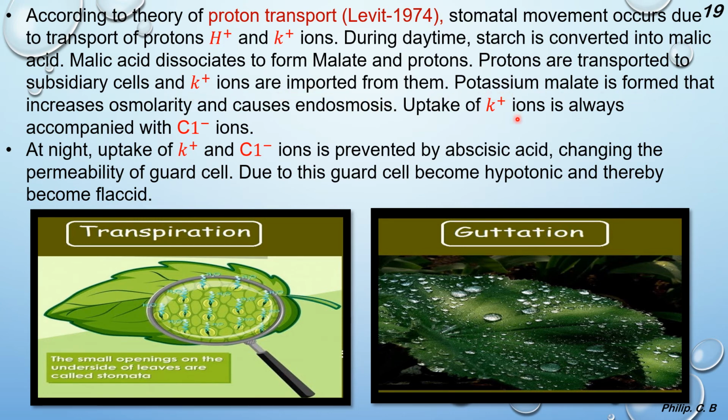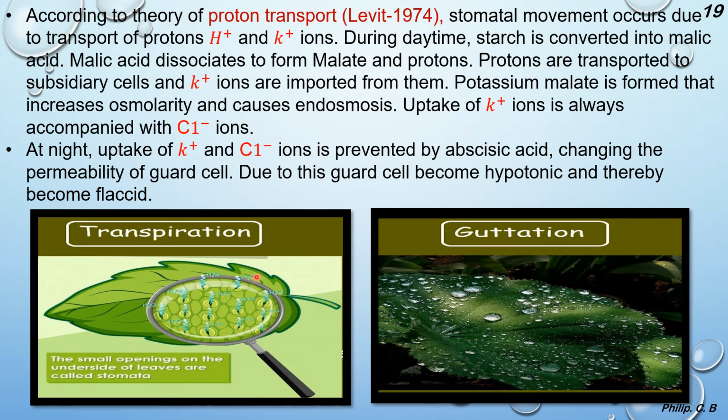Potassium malate is formed that increases osmolarity and causes endosmosis, that is opening of the stomata and transpiration taking place in the daytime. Uptake of K plus ions is always accompanied by Cl minus ions, that is chlorine ions. At night time, uptake of K plus and Cl ions is prevented by abscisic acid, which we learn in the plant hormones part, changing the permeability of the guard cell. Due to this, guard cell becomes hypotonic and thereby flaccid.